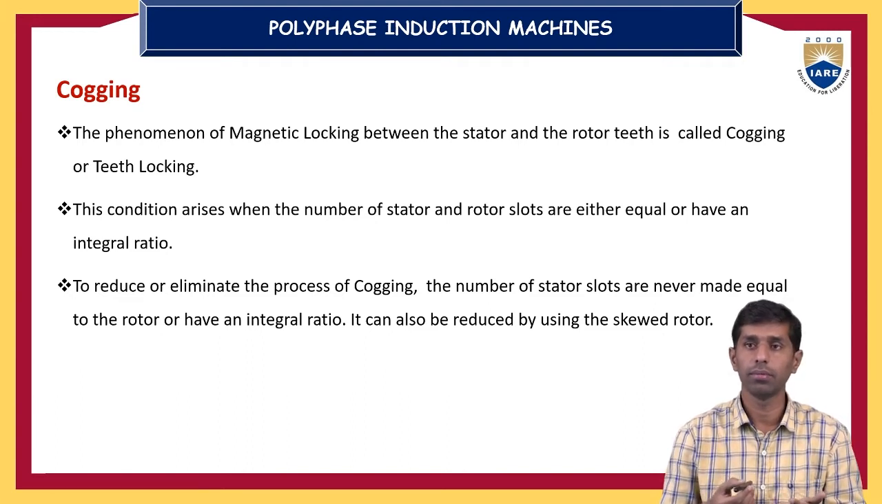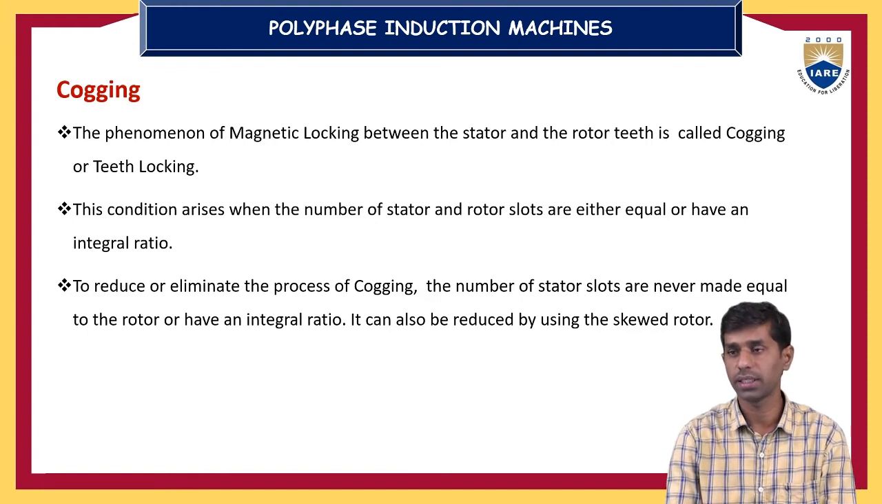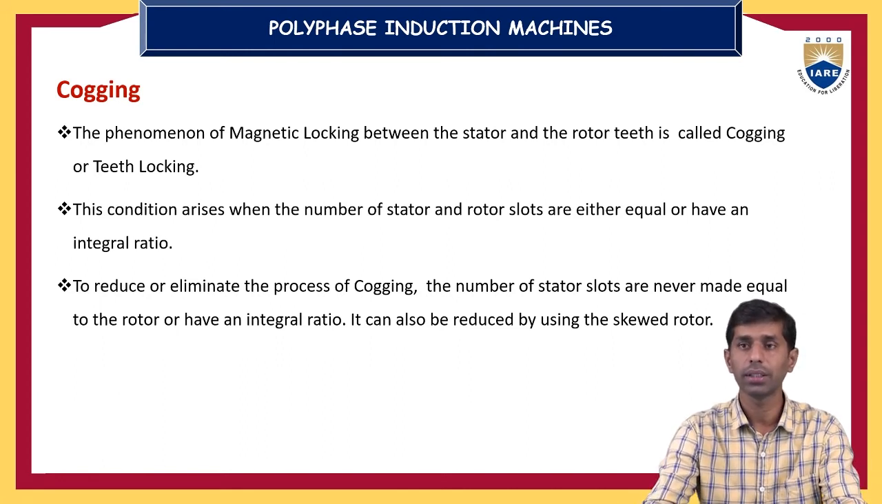It is because the stator slots are parallel to the rotor slots. One of the reasons is that the stator slots are parallel to the rotor slots, and the rotor teeth and stator teeth have low reluctance. Due to low reluctance, alignment forces are produced. These alignment forces produce alignment torque. This alignment torque is greater than the starting torque of the three-phase induction motor. That is why it refuses to start at the time of starting.